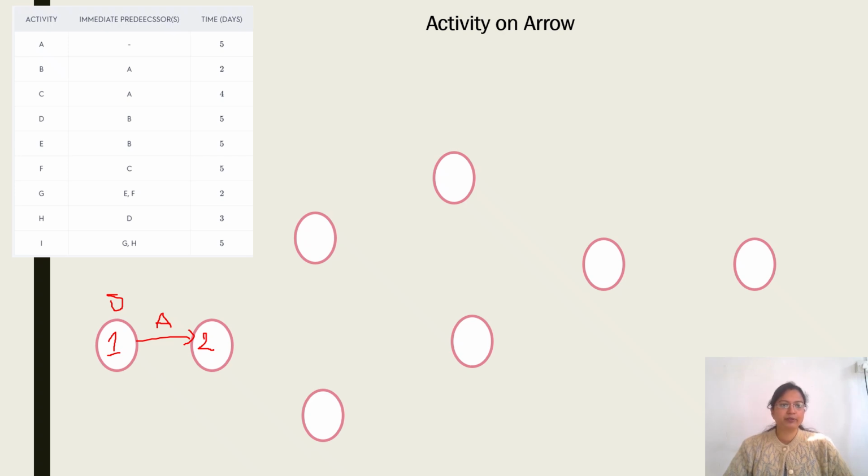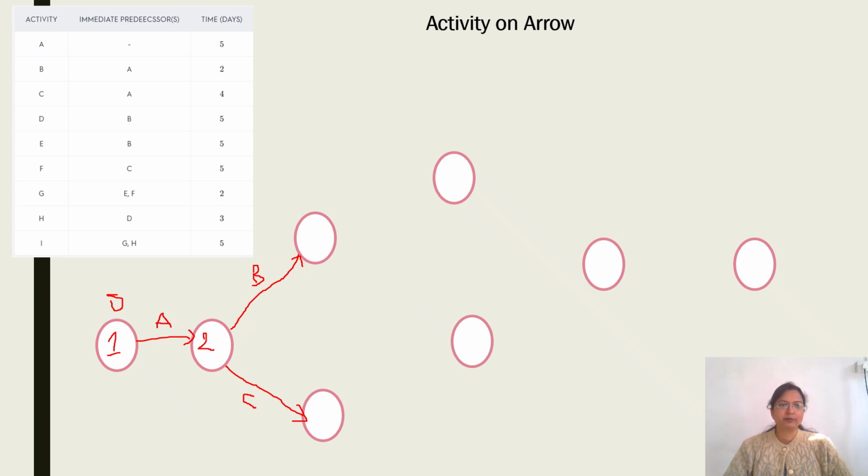Then B depends on A and C also depends on A. So this is the activity on arrow, and the name of that activity is B. Here B depends on A, and C also depends on A. That's why it is called activity on arrow. Here we mention the activity name on the arrows rather than inside the node. If you mention it inside the node, that is called activity on node.